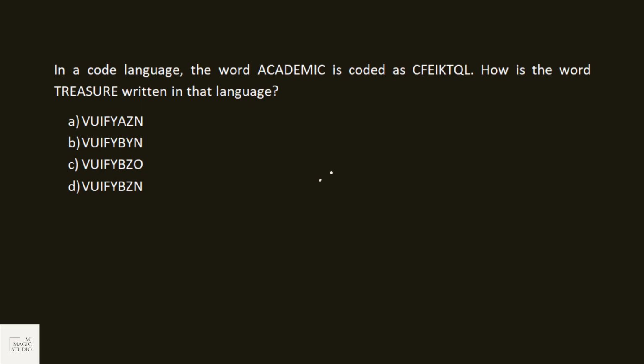One more sample question from coding. In a code language, academic is coded as ACADEMIC, 8 letters, CFEIKTQL.